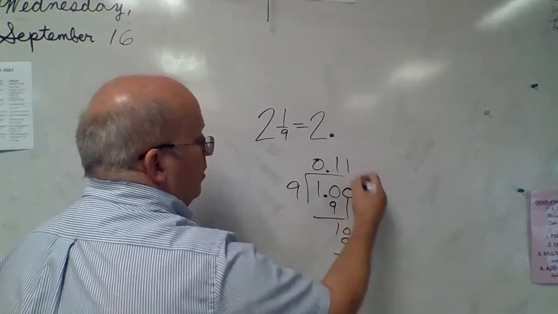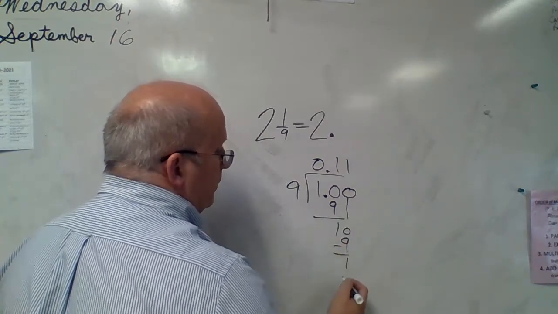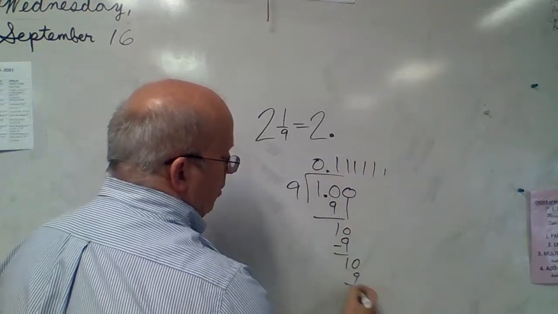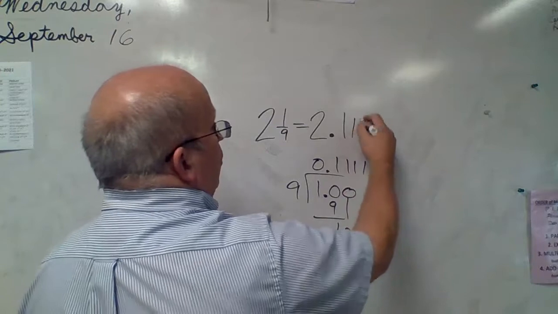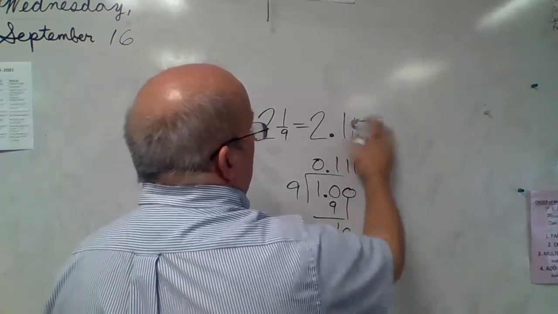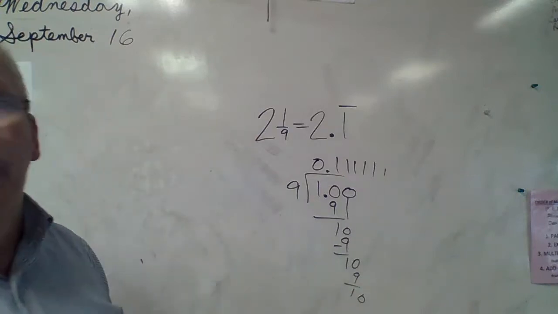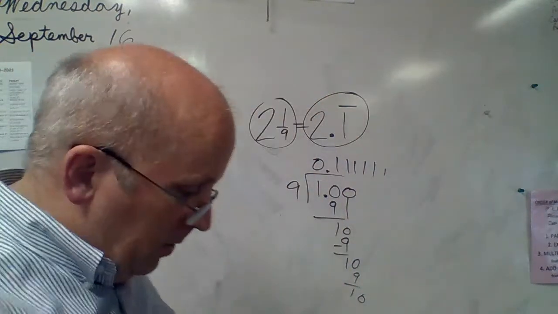It's going to repeat over and over again. It's just going to keep going like this. So, what's our answer? Well, we could write 2.111111, but we're going to use bar notation over the 1 to show that the 1 is repeating. 2.1 repeating. Okay?